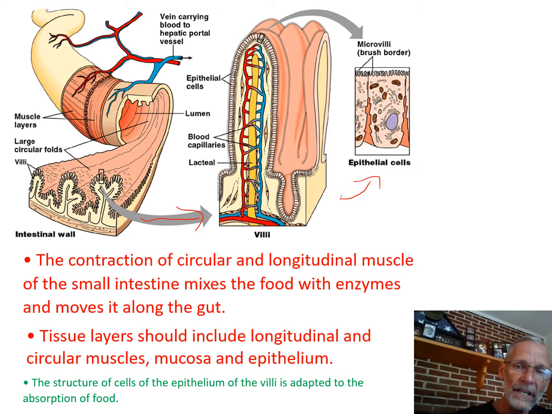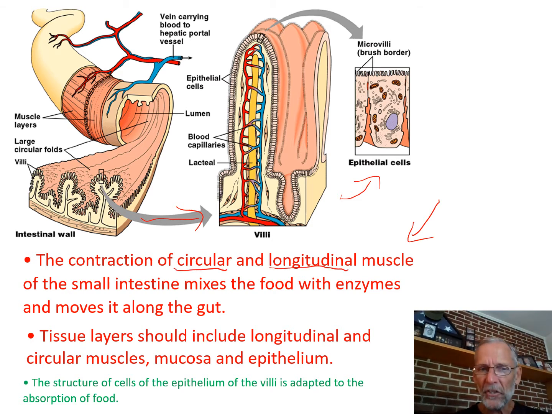Okay. However, in red here, notice that they tell you the contraction of circular and longitudinal. I've seen them ask you this in a fill-in-the-blank kind of style. The contraction of blank and blank muscle of the small intestine. Circular and longitudinal. What's that mean? Well, here's the two muscle layers, right? You have these muscles that are arranged, that would be these, circularly. So if you look at my hand now in the picture, that would be like my fingers here. They're arranged circularly around this tube.